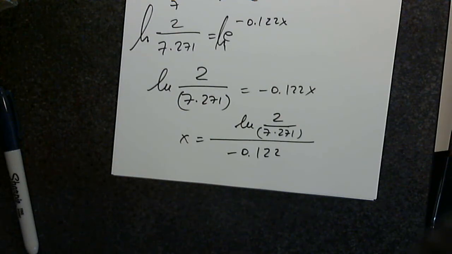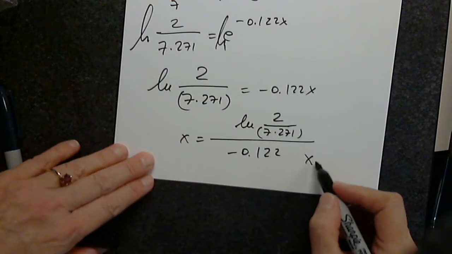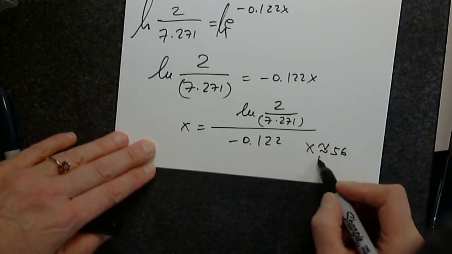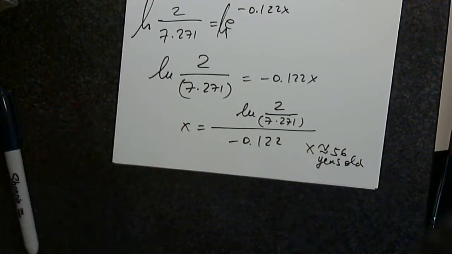So all that changes is the 4 into a 2 and the 5 into a 7. There's nothing else. So this is a 7 and this is a 2. And I got 56 years old, roughly. So x is approximately 56. 56 years old. Any questions?